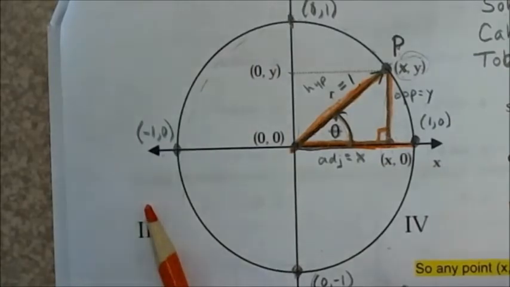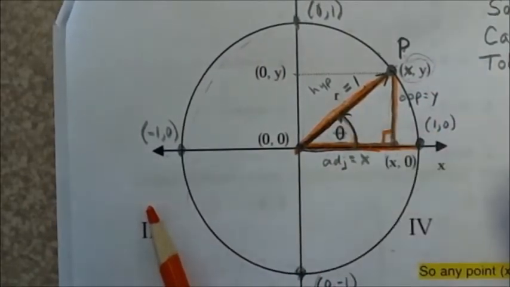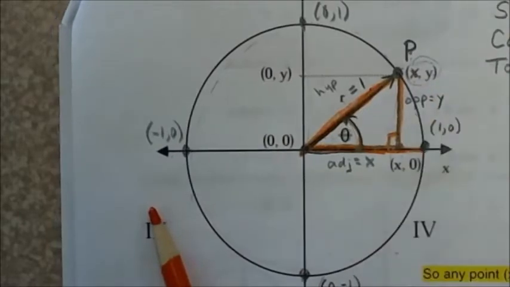So now to use Sohcahtoa, the sine of this angle, remember, is the opposite side divided by the hypotenuse. Well, the opposite side we just said was y.